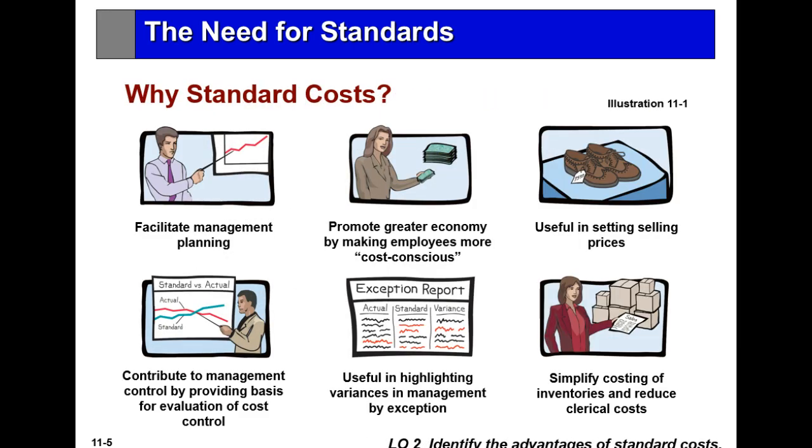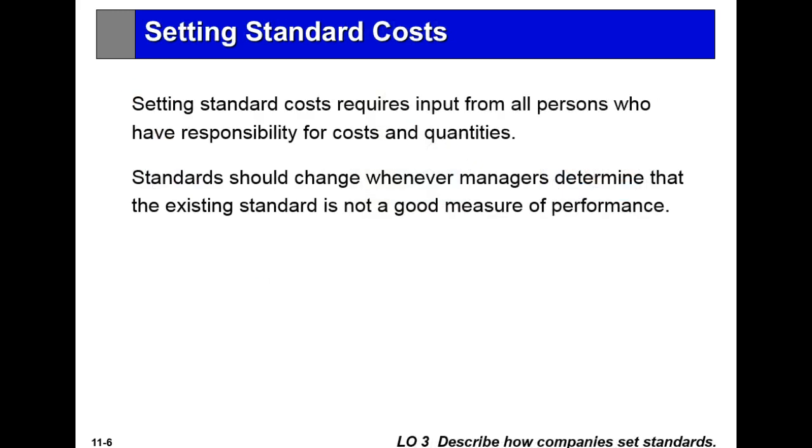Why do we have these standard costs? It helps management plan. It makes us cost conscious. It makes us understand how much we need to sell the product for. And it helps us see variances. We've started talking about some variances in the previous chapter. Setting standard costs requires input from all those individuals that have responsibility for adhering to certain costs. Standards should change whenever managers determine that the existing standards are not good measures of performance.